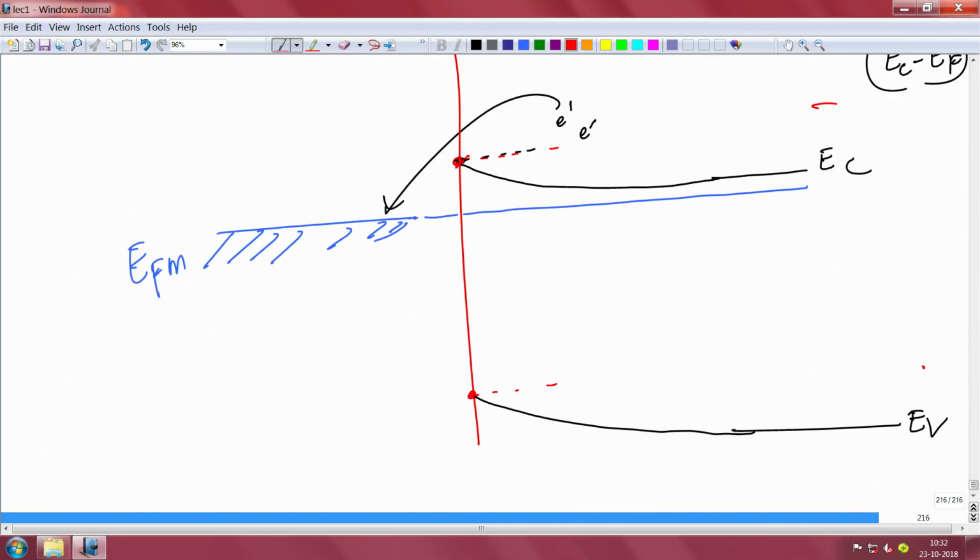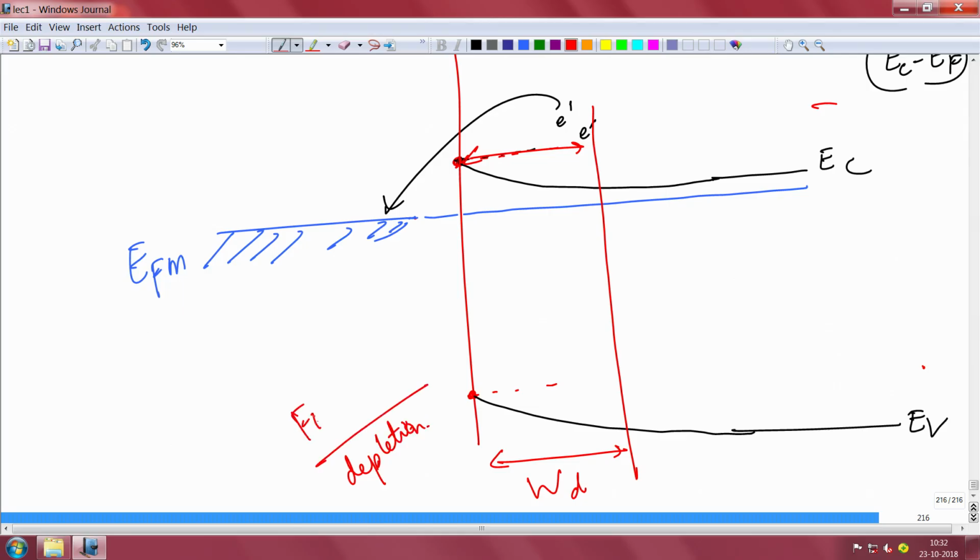So, you see there is a depletion region here which I call WD. This is the depletion region that is devoid of electrons, and in the depletion region of course, there is an electric field also. Why?